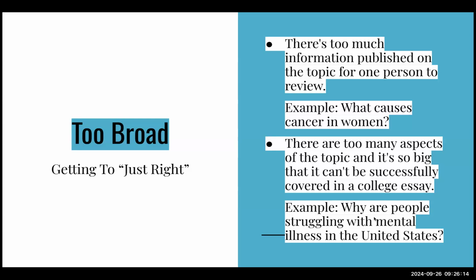So again, too broad means there's too much information. You have to add something to your topic to get more specific. And that's usually what ends up happening with these topics. You're going from either too narrow or too broad, and you want to be somewhere in the middle. Again, you want that just right.